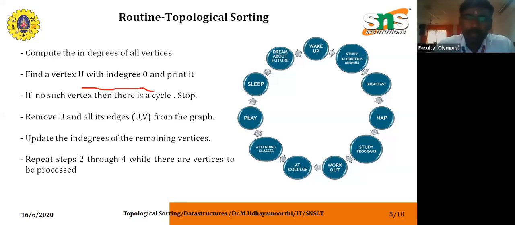Then remove the node u and all its edges from the graph and update the in degrees of the remaining vertices. Likewise the process goes on. It is the actual step which is followed in the concept of topological sorting. But what is the simple procedure? All of you listen carefully.